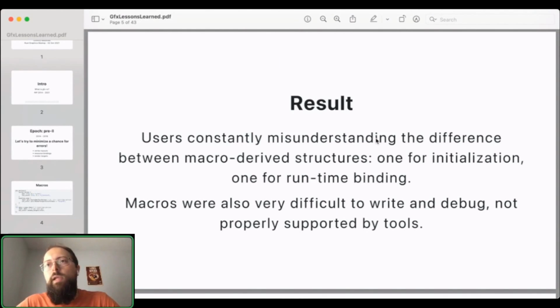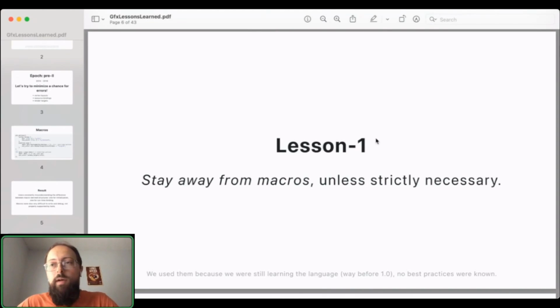As a result, we had these 3 different things, the definition, initialization, and data, and users were constantly confused. What's the difference between them and how to use them? They would just blindly follow the examples at best. Macros are difficult for everybody, especially for tooling, because it was early days, difficult for debugging and reading, and it's just some magic syntax on top of the language. So our first lesson is, please stay away from macros. Maybe they're better today, but at that point, I think choosing macros was not the best decision.